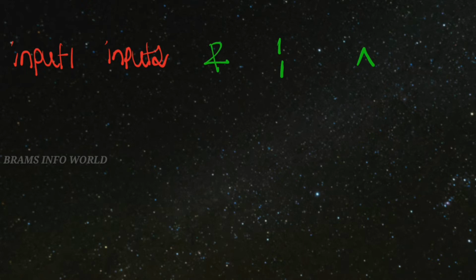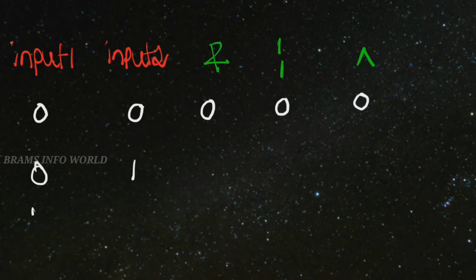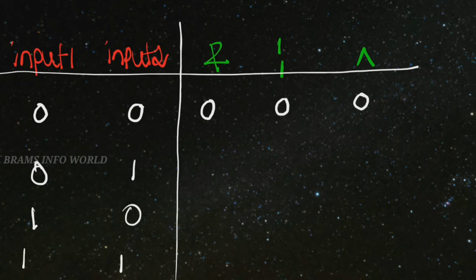So what are the truth tables? First input is 0, second input is 0. If both are 0, bitwise AND is 0. Bitwise OR is also 0, and bitwise XOR is also 0. So let us go for the combinations first: 0 0, 0 1, 1 0, 1 1. These are the basic combinations which are defined in digital electronics.